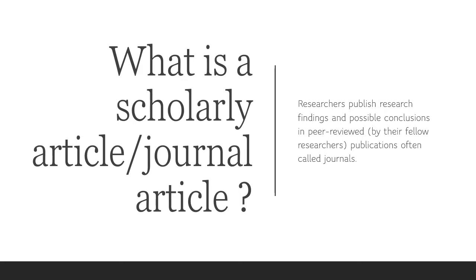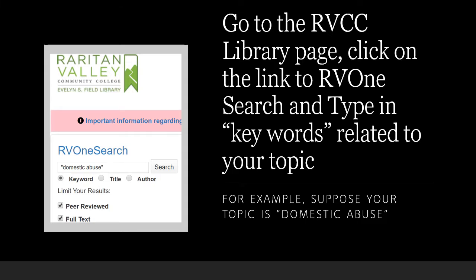When it comes to finding a scholarly article, first of all, don't hesitate to reach out to the library, since they're there for you, and they're the experts on research who can help you. Secondly, on the RVCC library website, you can access the RV1 search database and type in keywords related to your topic. Just make sure you put your keywords in quotes and check the peer-reviewed and full text boxes.